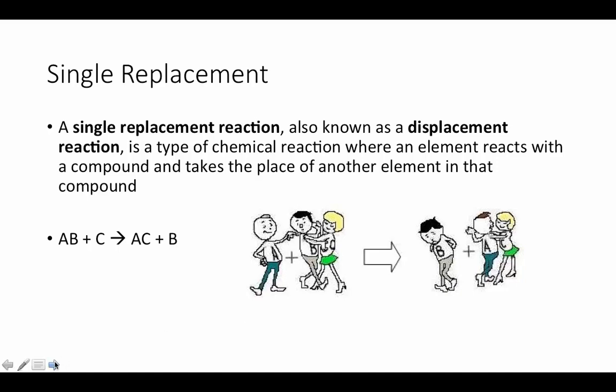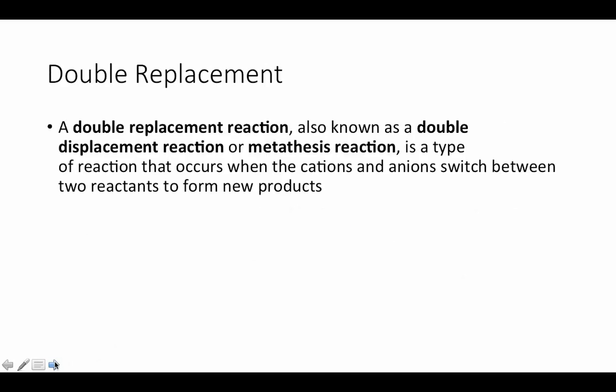So let's move on to the next type of reaction, double replacement. A double replacement reaction can be called a double displacement reaction. It has another name, metathesis reaction. This is a type of reaction when the cations and anions, remember cations are positive, anions are negative, switch between 2 reactants to form new products. The pattern that we have to know for double replacement reactions is AB plus CD produces AD plus BC.